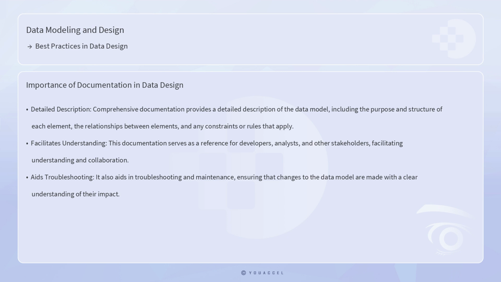Documentation is another cornerstone of best practices in data design. Comprehensive documentation provides a detailed description of the data model, including the purpose and structure of each element, the relationships between elements, and any constraints or rules that apply. This documentation serves as a reference for developers, analysts, and other stakeholders, facilitating understanding and collaboration. It also aids in troubleshooting and maintenance, ensuring that changes to the data model are made with a clear understanding of their impact.